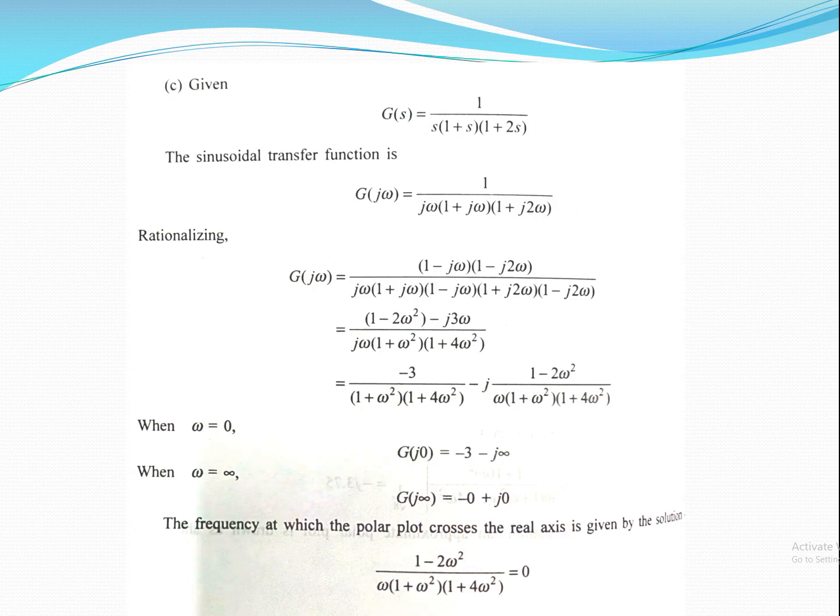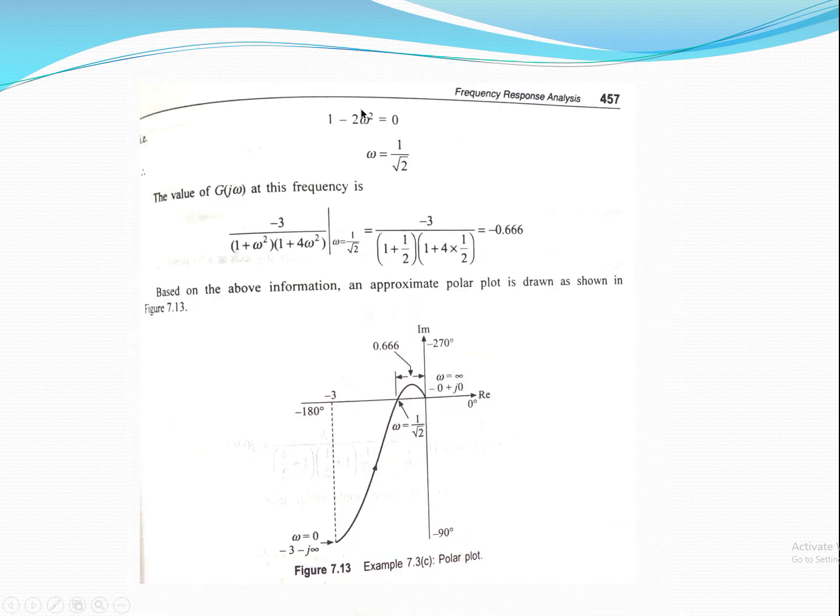Again, we will find the intersection with the real axis, and this way we will get omega as 1 upon under root t1 t2, the same frequency, and then I will find this value. It is 0.666, minus 0.666. So it will be coming from infinity, that is omega equal to 0, minus 3 minus j infinity, and from here it will be at minus 180 degrees. It will intersect at omega equal to 1 upon under root 2. And what will be the distance over here? It will be minus 0.666. On the left hand side, it will be your polar plot.